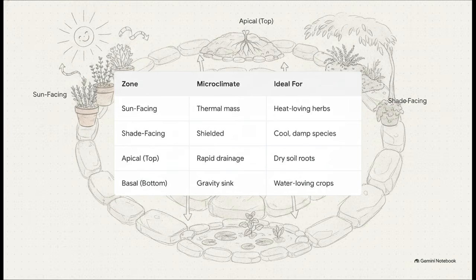That's subject to rapid gravity drainage, keeping the soil perfectly dry and aerated. And finally, gravity pulls all that runoff down to the basal or bottom zone, which acts as a sink, creating a wet, high-moisture environment. It's just brilliant design.